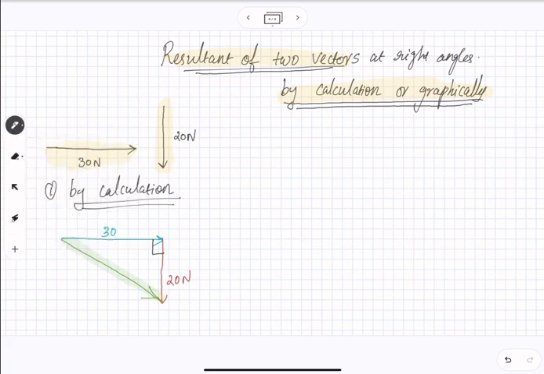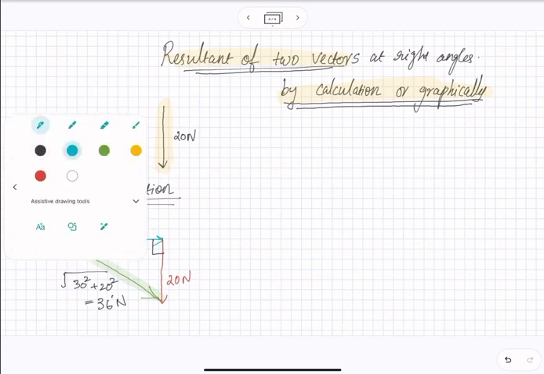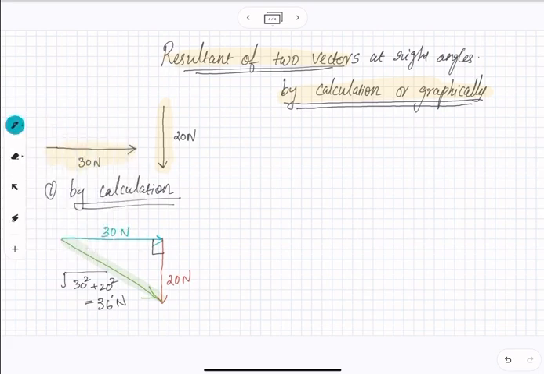So hypotenuse square is base square plus height square. So the hypotenuse value will be the square root of 30 square plus 20 square. So we will get 36 Newton. That is the resultant of these two forces, 30 Newton and 20 Newton. The resultant is 36. But we need to calculate the angle.